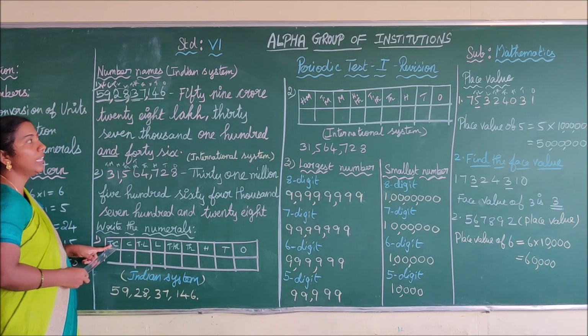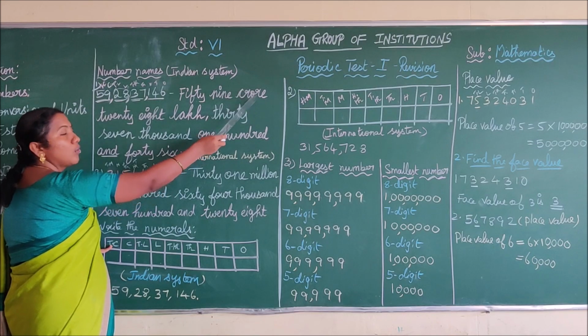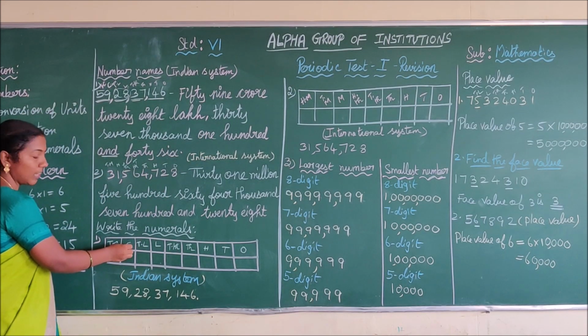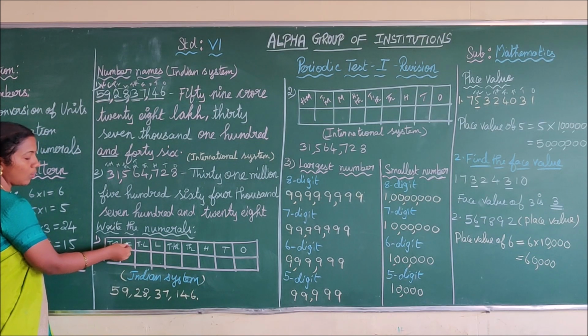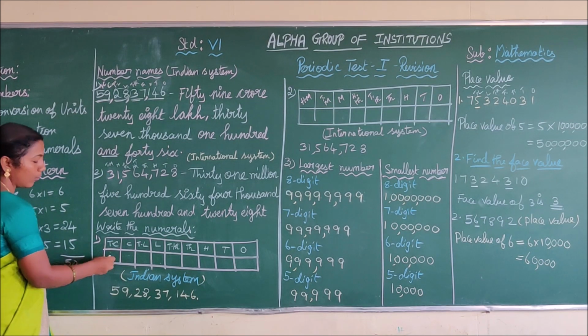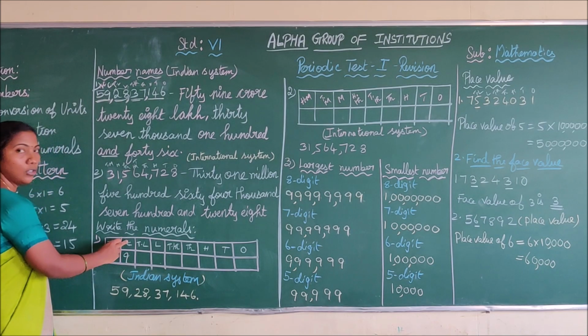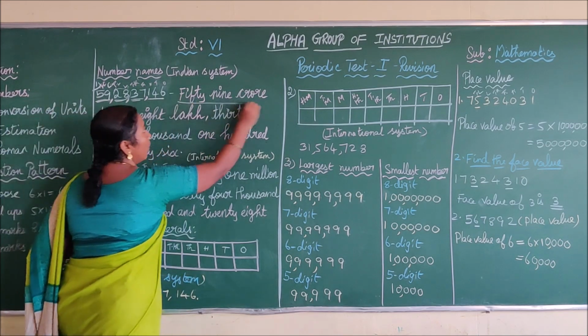Now we are going to write the number 59 crore. 59 crore means here we have the crore place value. 59 means we have to use the ten crore place value as well. So 59 crore. Okay, this part we have finished.